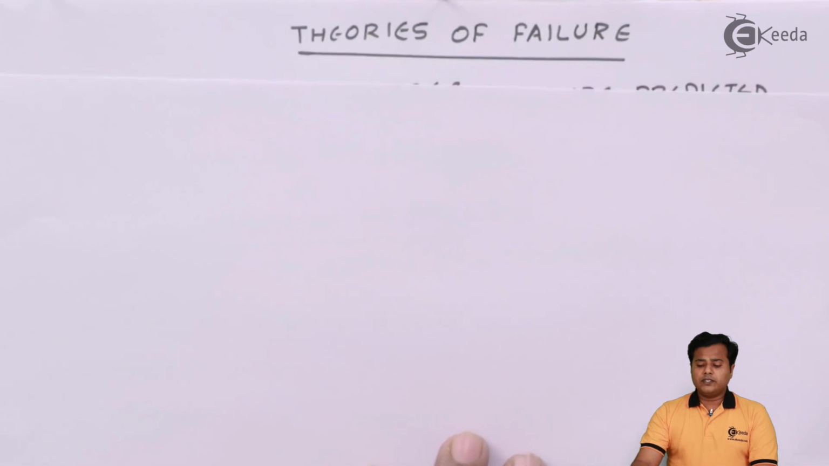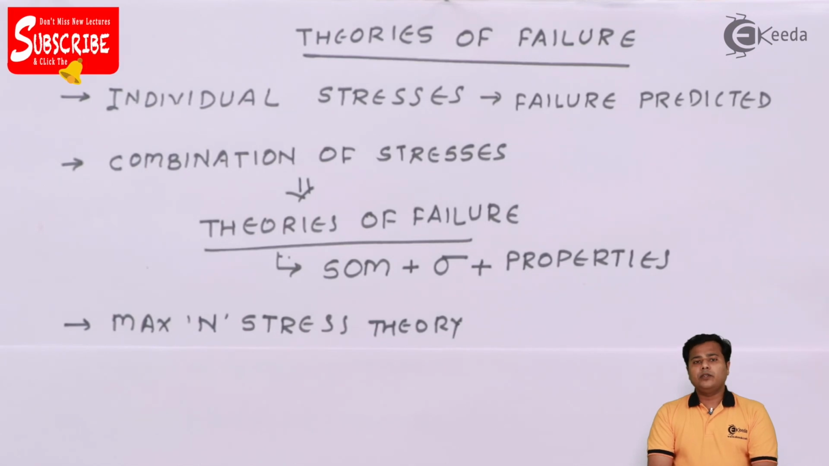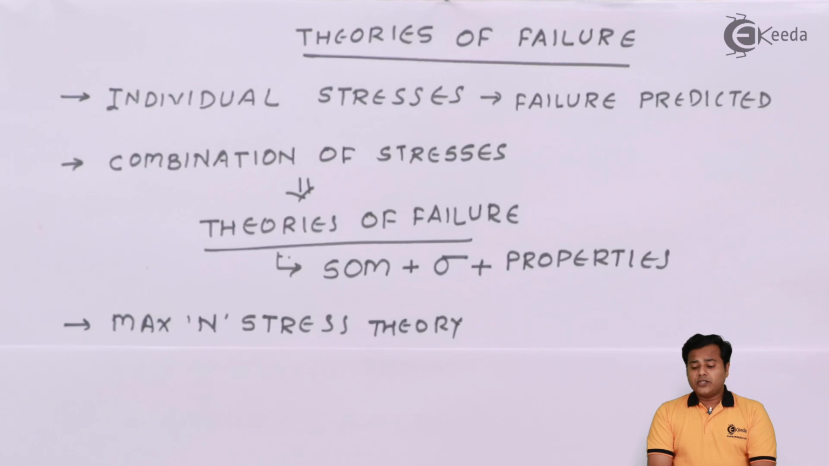As you can see, the very first theory is going to be the maximum normal stress theory. Now we know that stresses in real life are going to be a combination of different stresses. Let us summarize that the theories of failure are going to propose the relationship between the strength of material, the stresses induced in them and the material properties. So theories of failure in short give us an idea about the strength of material with respect to the stress induced and the properties of the material.